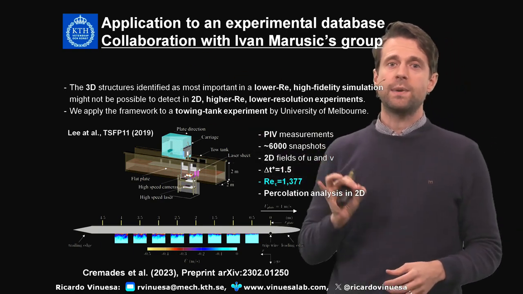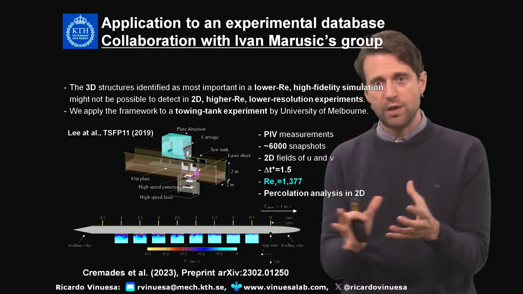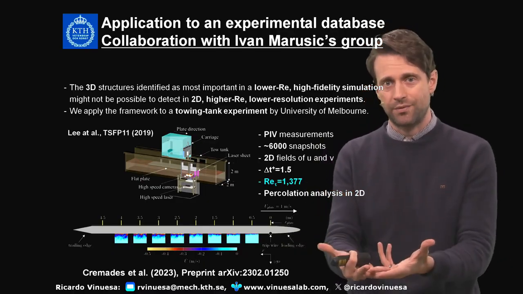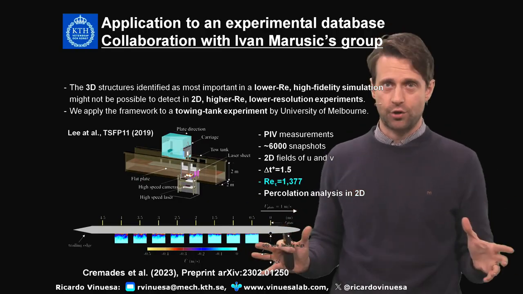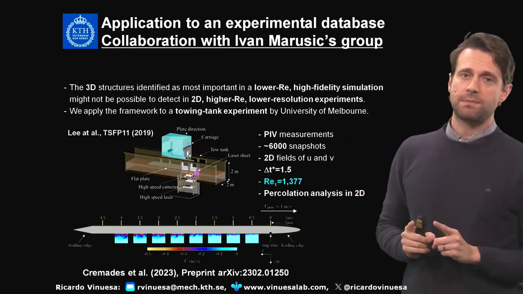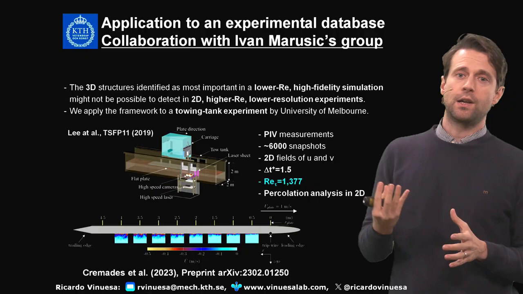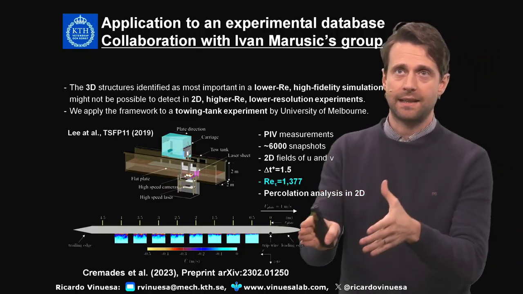So the question now becomes, from whatever I can measure, what is the most important stuff? What are the most important features in my flow among those that I can measure? And that's why we want to apply this method directly to the experiment and develop a surrogate model on the experimental data that we have.